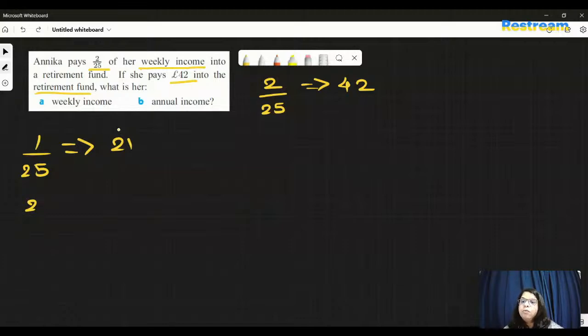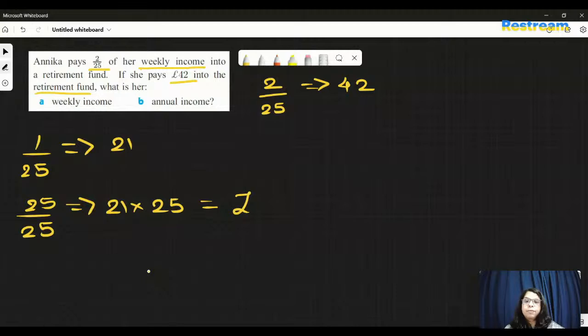So they have said what is her weekly income. So 25 over 25. Why? Because her total income is divided into 25 parts. So it is 21 times 25, which is equal to 525. Okay. So she gets 525 pounds per week.